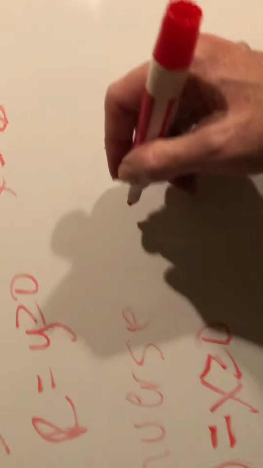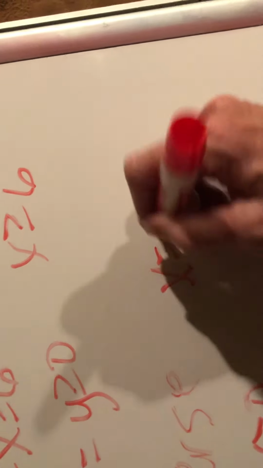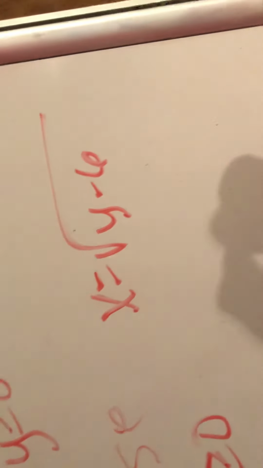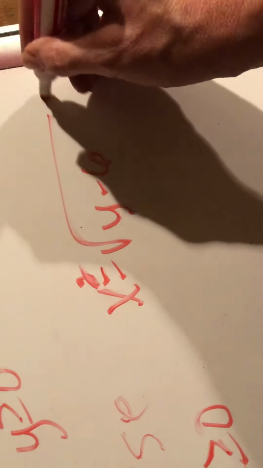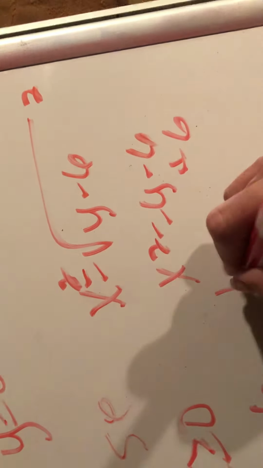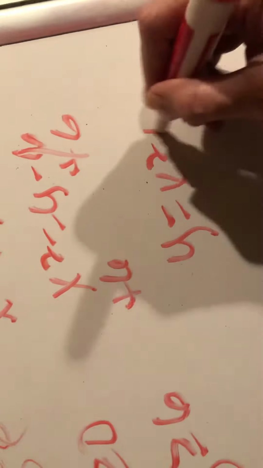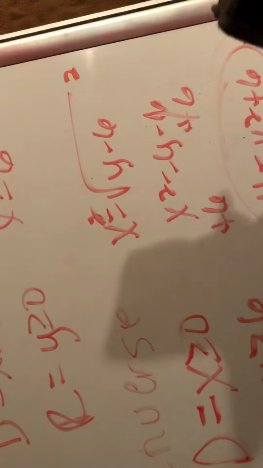Now we do have to find the inverse. So that means we put x equals the square root of y minus 6, and we solve. So we square both sides, so that'd be x squared equals y minus 6, and then add 6. So y is x squared plus 6. Okay, so that is number 10.